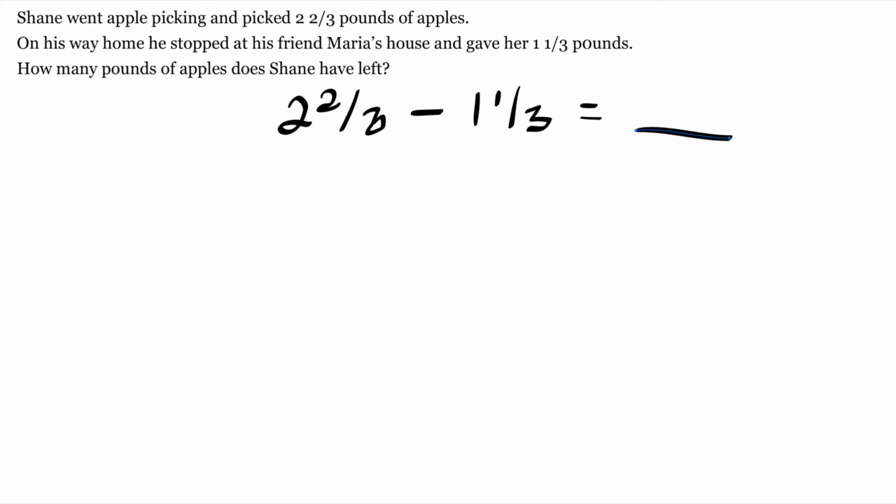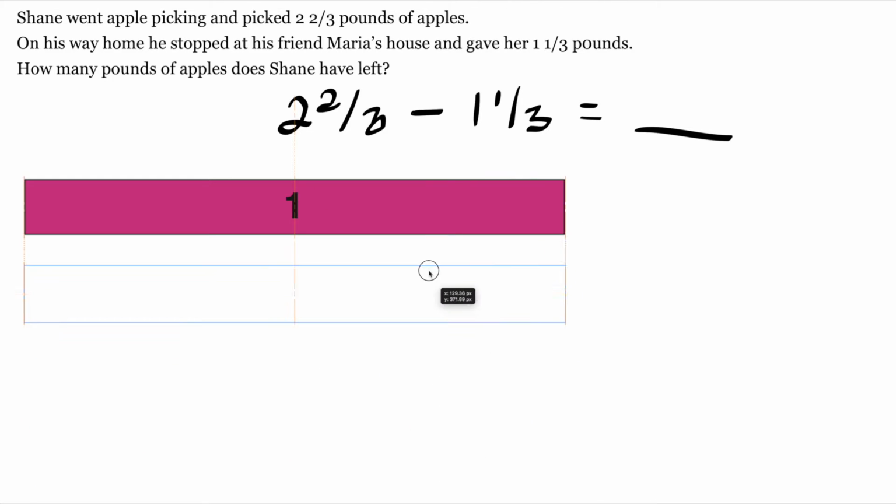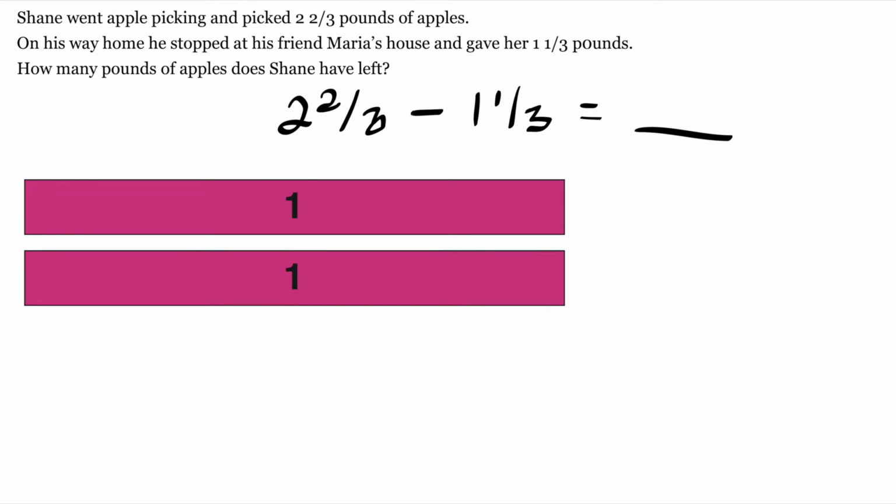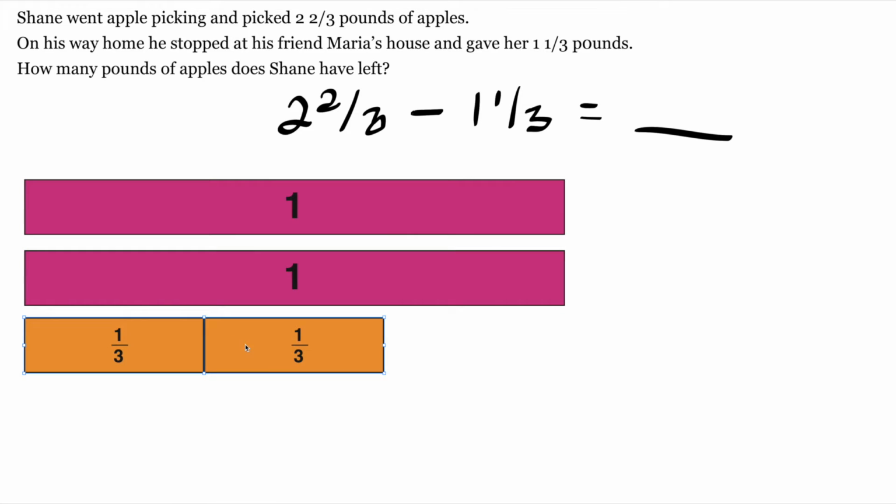So the first thing I'm going to do is grab fraction strips to represent Shane's apples. There's 1 pound, there's 2 pounds, and here are 2/3 of a pound. And to use fraction strips to solve this, I'm just going to pretend that I'm Shane.